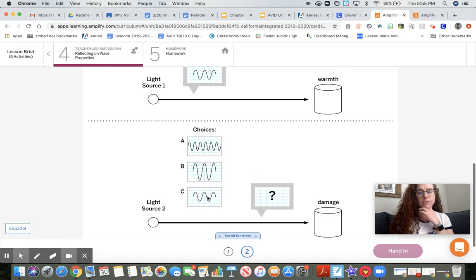So we have a different light source, and it has a different change. This one is just warmth. This one is damage. For a wave to go from warmth to damage, what would have to happen to the wave? C is the same wave. It can't be C because that's the same. Then it would be warmth. So that leaves A or B. B is changing the amplitude, how high the wave goes. A is changing the wavelength, how many waves. Which one of these is going to result in a change that's going to be damage?